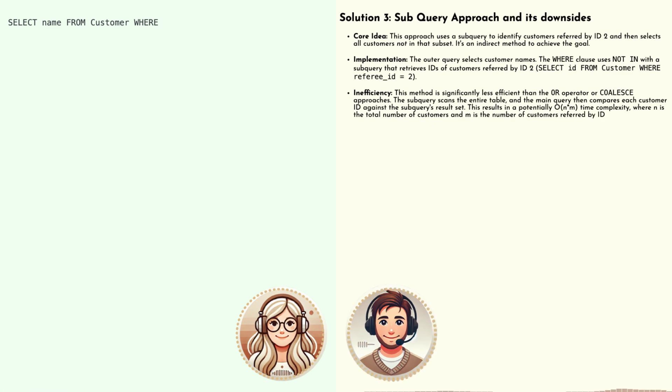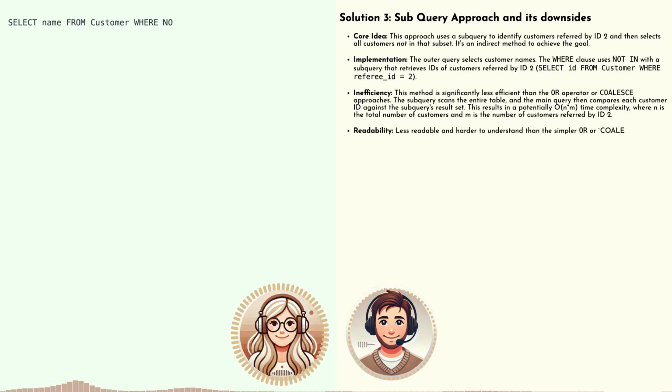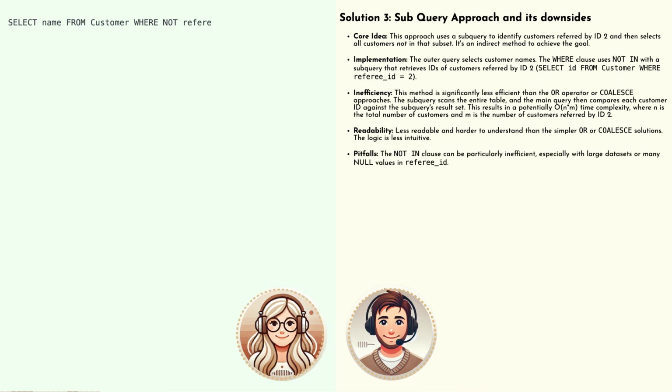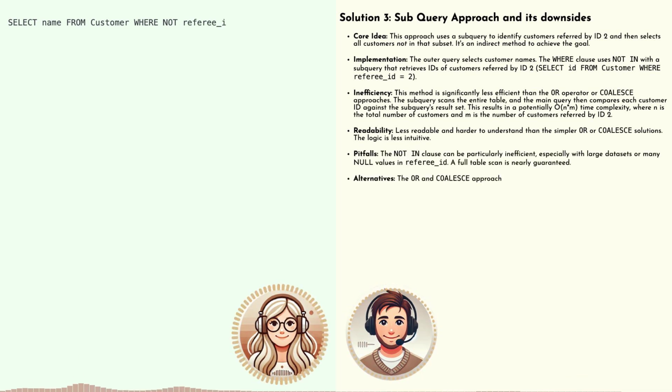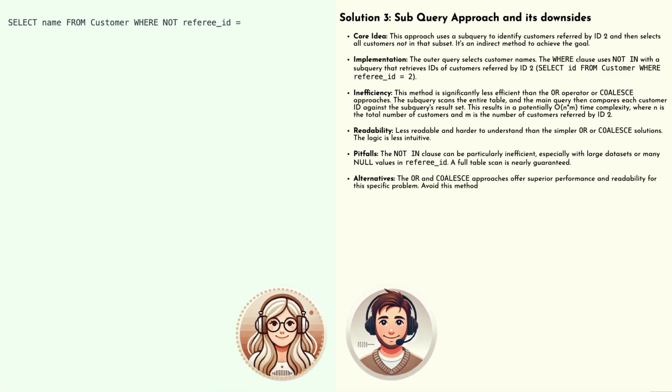How would that work in this case? So the idea is we first write a subquery. That subquery selects all customers who do have a referee of 2. Okay. That gives us a subset of customers we want to exclude from our main query. Gotcha. So it's like a helper query identifying those customers we don't want in our final results.